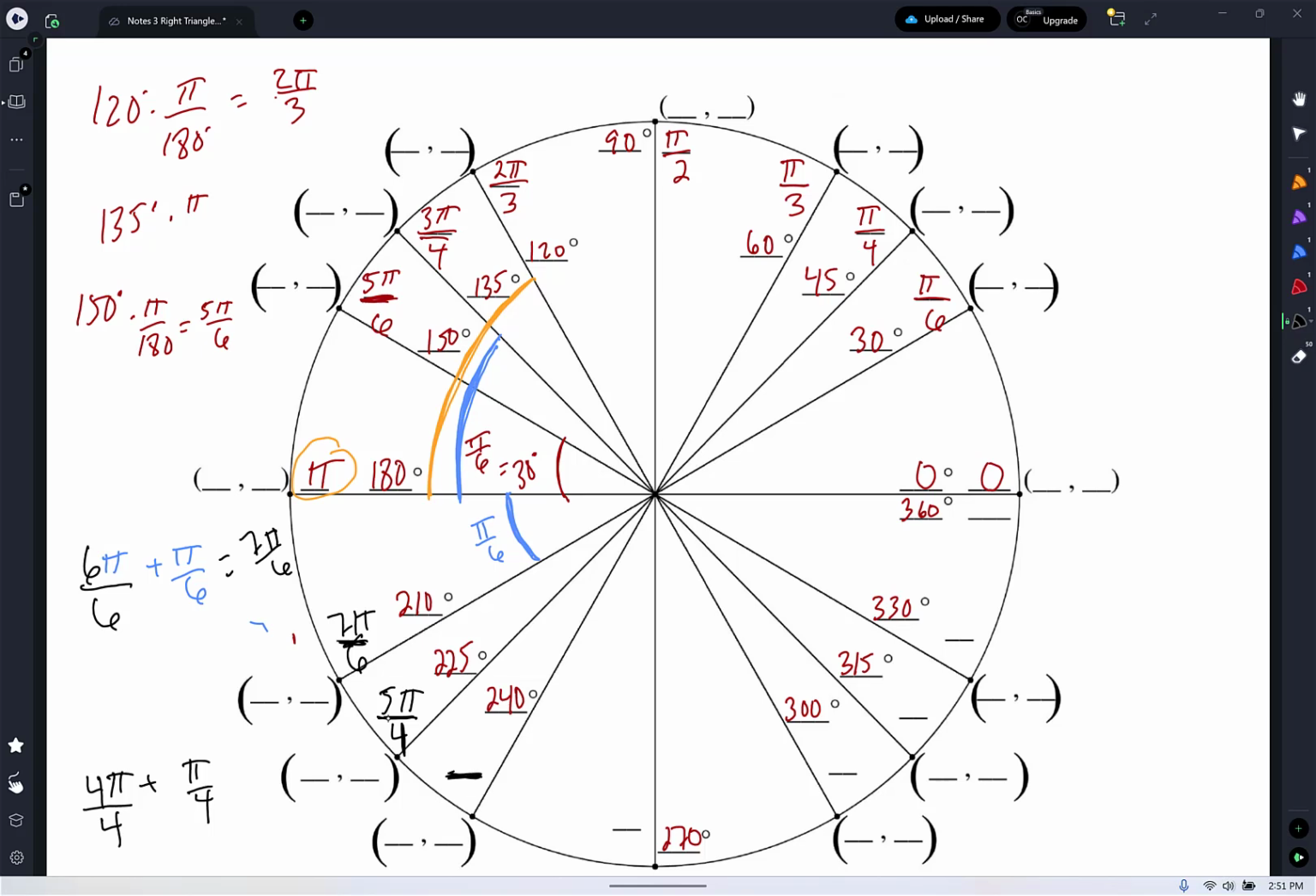The denominator for this one is 3. What's my numerator? 4 pi over 3. Then this one we know is 3 pi over 2. Let's do all the radians first. What do you think this guy is?